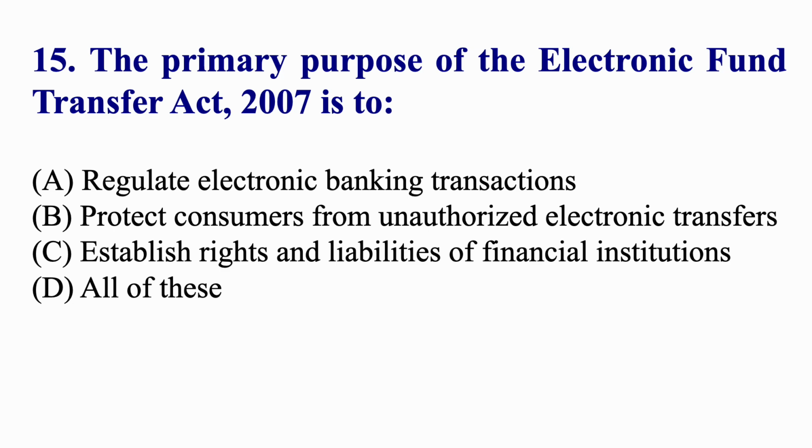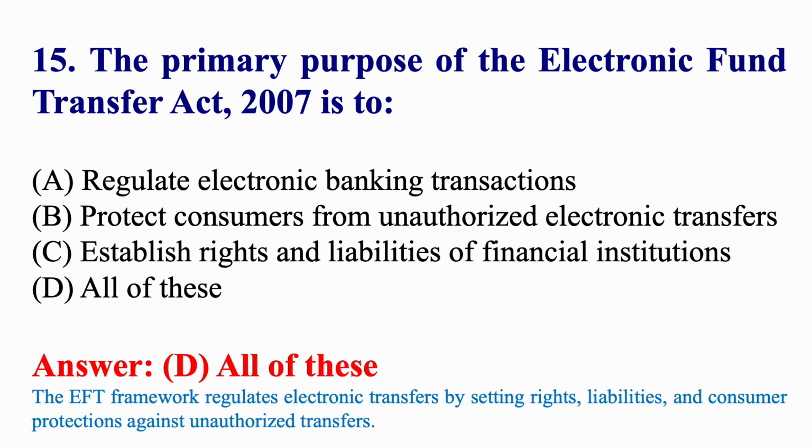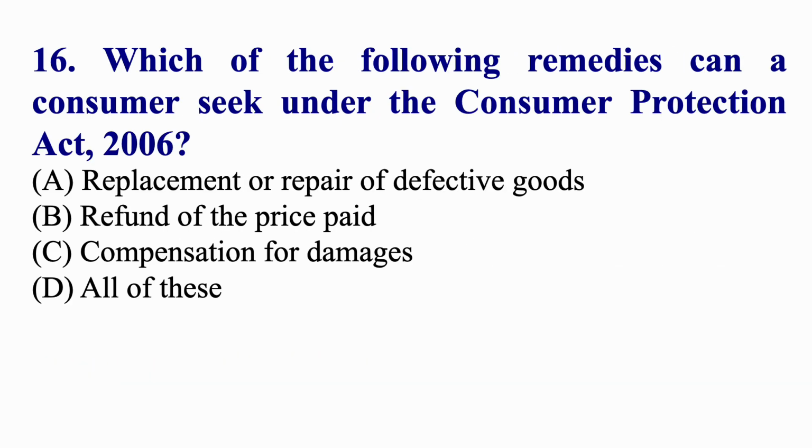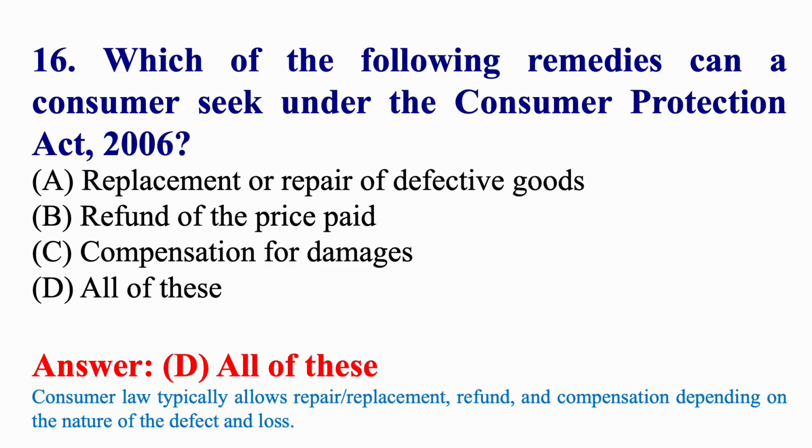The primary purpose of the Electronic Fund Transfer Act 2007 is to all of these. A is regulate electronic banking transactions, B is protect consumers from unauthorized electronic transfers, C is establish rights and liabilities of financial institutions. Which of the following remedies can a consumer seek under the Consumer Protection Act 2006?